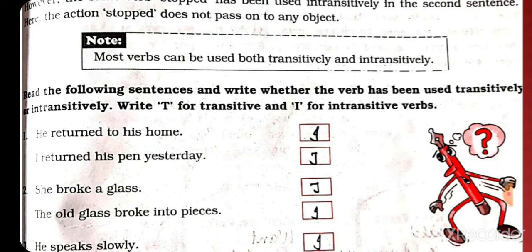He returned to his home. Intransitive. I returned his pen yesterday. I returned what, student? His pen. So it's transitive. We are getting the answer of what here. She broke a glass. Broke what, students? A glass. So it's transitive. The old glass broke into pieces. It's intransitive. Now students, let's move on to the third one.